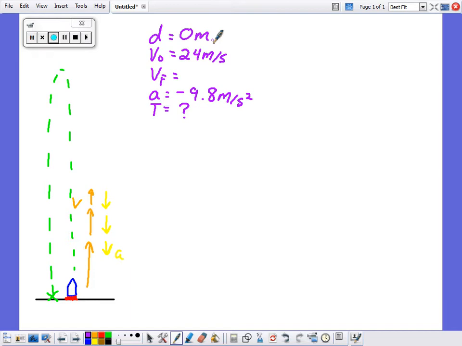Now I'm going to use the equation that does not have VF in it, which is D equals V naught T plus 1/2 A T squared. And this is usually a quadratic solving for T, but one thing which is really nice is since displacement is 0, I'm going to plug that number in right away. Makes my life a little bit easier.